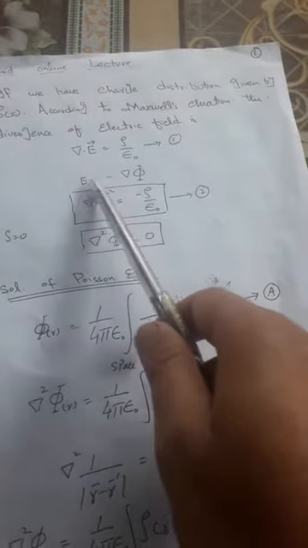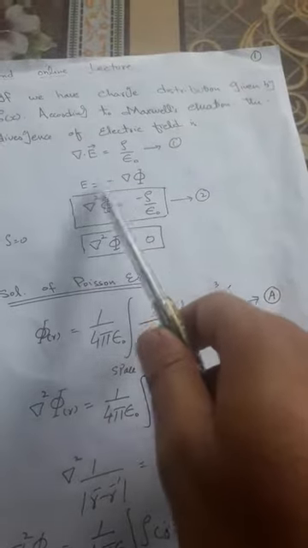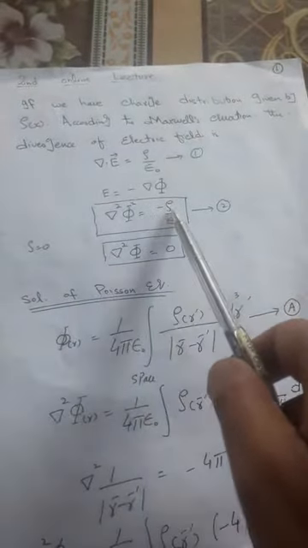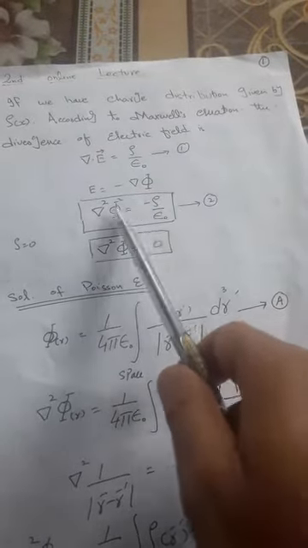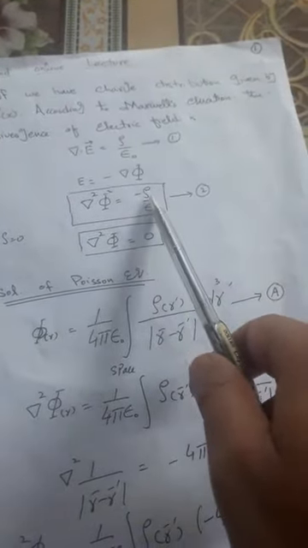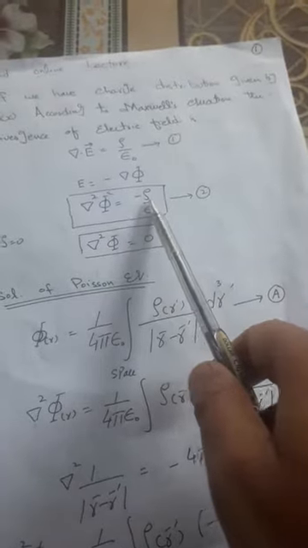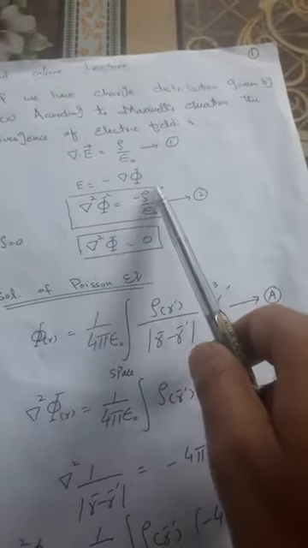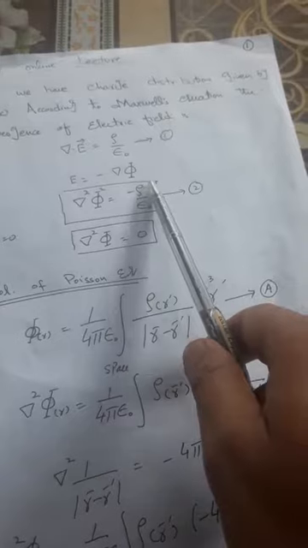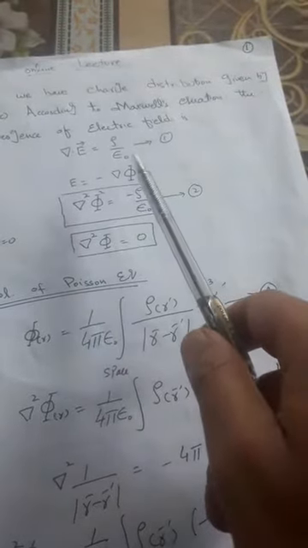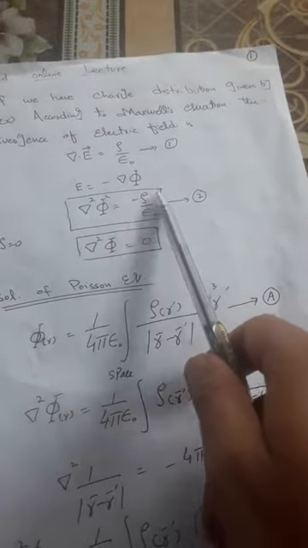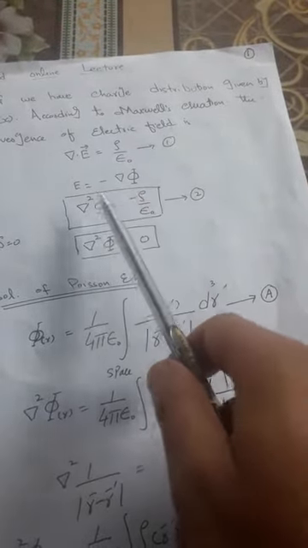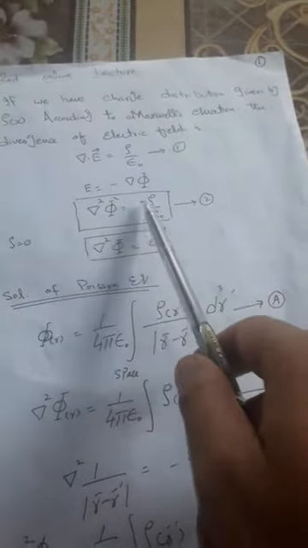Here we use the value of E in this equation. Then we get del square of phi is equal to minus rho upon epsilon naught. This is known as the Poisson equation, where phi is the potential and rho is the volume charge density. It is a very important equation because epsilon naught is the permittivity of free space, and this equation gives the relation between the potential and the charge density.